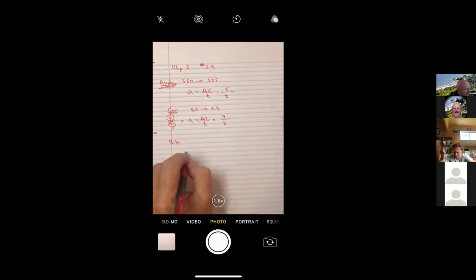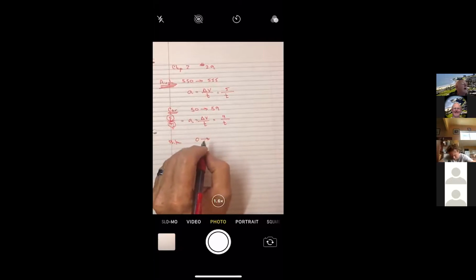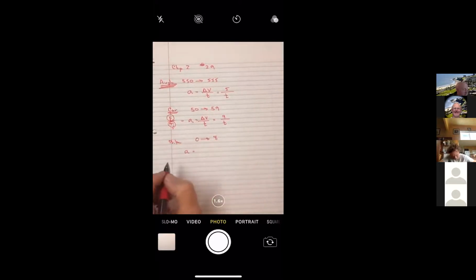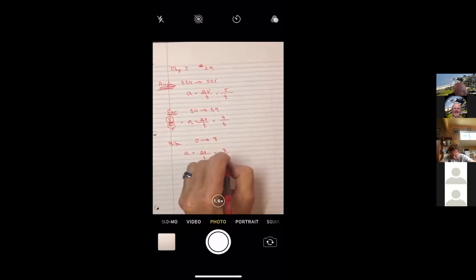Okay, so the bike, the same idea. The bike starts at a speed of 0 and goes to, I think, 8 miles per hour. So again, the change in the speed would be an 8.